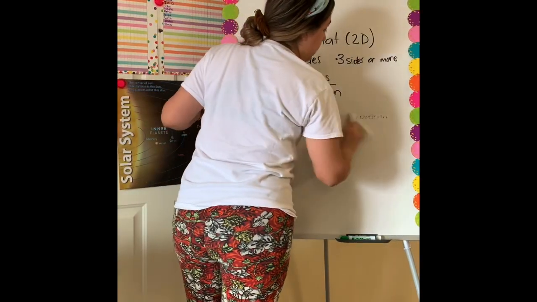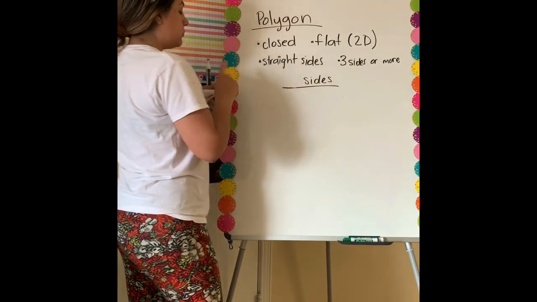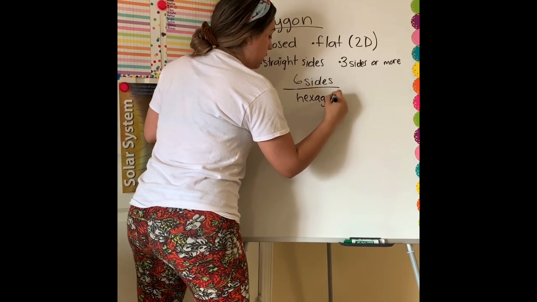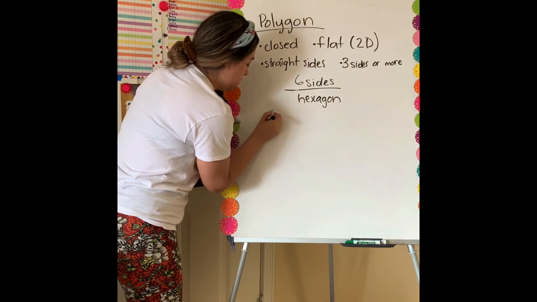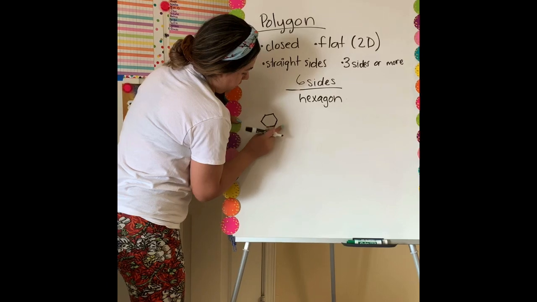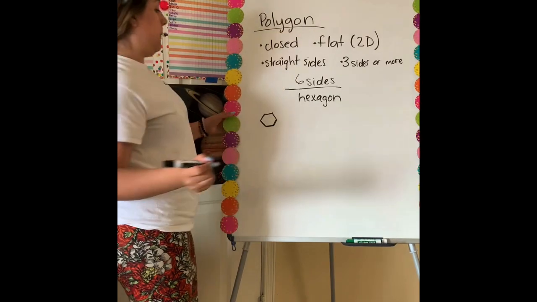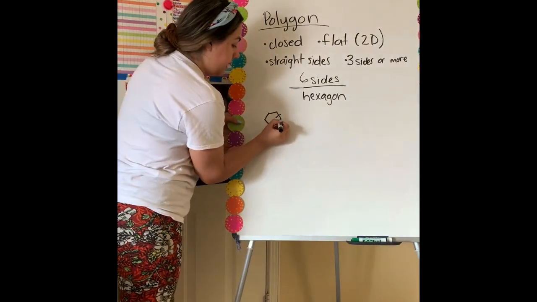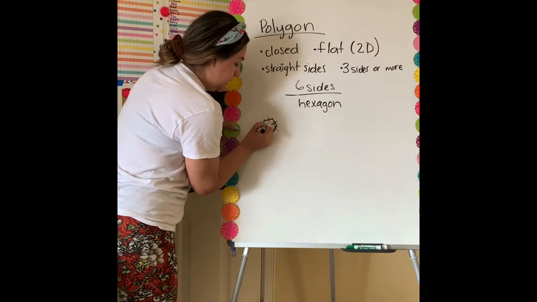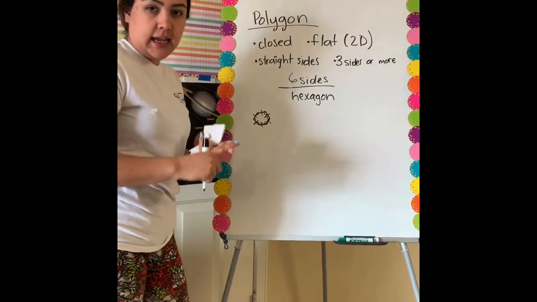Now we're going to go into the 6. 6 sides is called a hexagon. Okay? And this one, you could have something like that. Pretend it's prettier. Okay? But when you have a hexagon like that, the sides will be the same and the angles will be the same. Okay? So the sides are the same, the angles are the same.